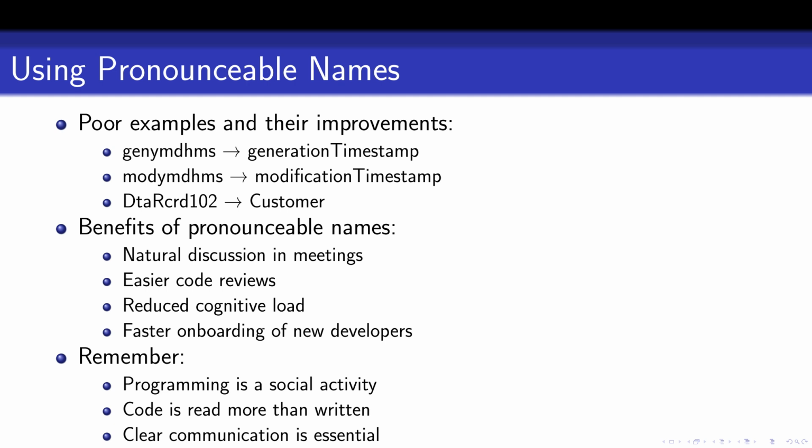Pronounceable names might sound trivial, but they're a big deal. Stuff like genymdhms or DtaRcrd102 is a tongue twister. Try saying that in a meeting without tripping over yourself. Rename them to generation timestamp or customer, and suddenly you can talk about them naturally. This matters because programming is social. You're discussing code with teammates, reviewing it, onboarding newbies. Pronounceable names cut cognitive load and make communication smooth as butter.